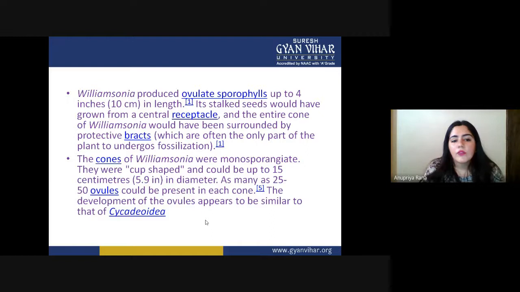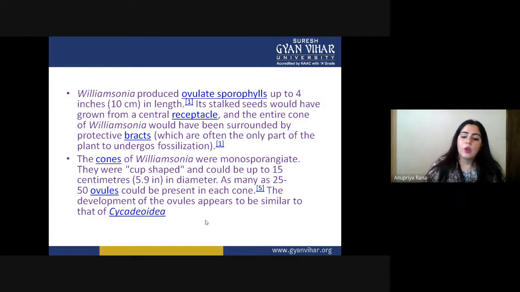As many as 25 to 50 ovules could be present in each cone. So how many ovules can be present in each cone? 25 to 50 ovules are present inside each cone. This is also very important, like how they survived everything and made it to full fossilization, so we could study it in today's time. The development of the ovule appears to be similar to that of the Psychorodia. As for the developmental features, how the ovules develop and convert into the seed is almost the same as what happens in the Psychorodia.